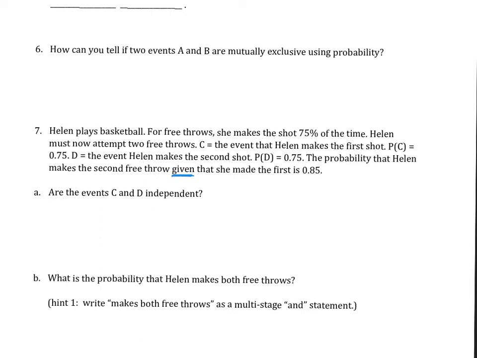So question part A, are the events C and D independent? I can already see that if she makes the first shot, the probability of the second shot goes up to 85%. Normally it's 75%, but if she makes the first one, then the probability of making the second one goes up to 85%. So I noticed that the probability has changed. So then I can say they're not independent. They are not, because the probability of the second event was influenced by the first event. They're not.